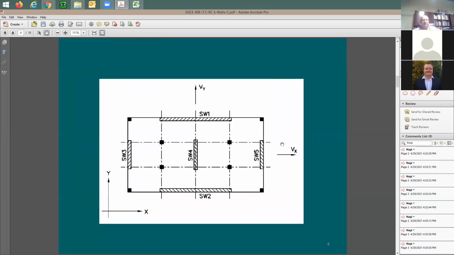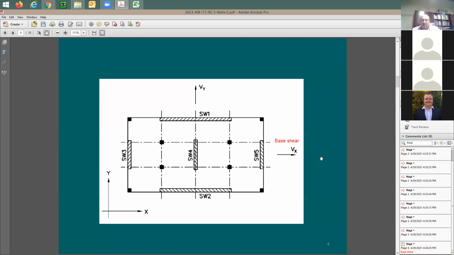So here's again the force. You have Vx and Vy, we call it base shear. Base shear means the seismic force acting on the building. So this is the reason that we call it V. So we call this base shear. Base shear is not a shear in a structural member. Base shear means the seismic forces, earthquake forces.